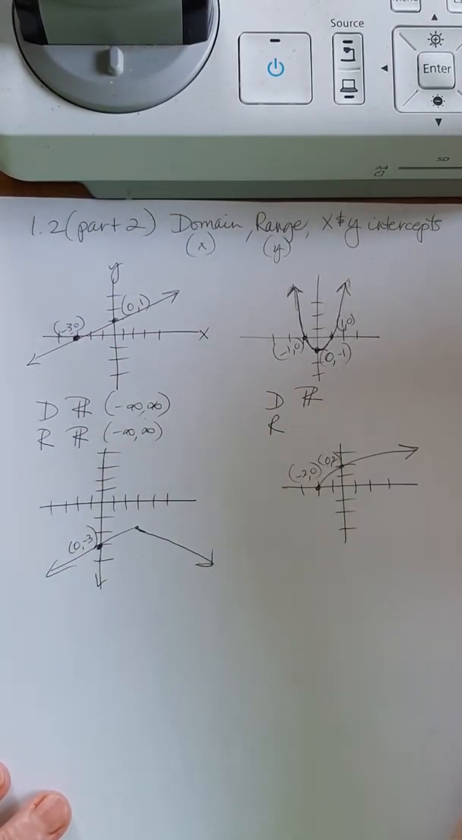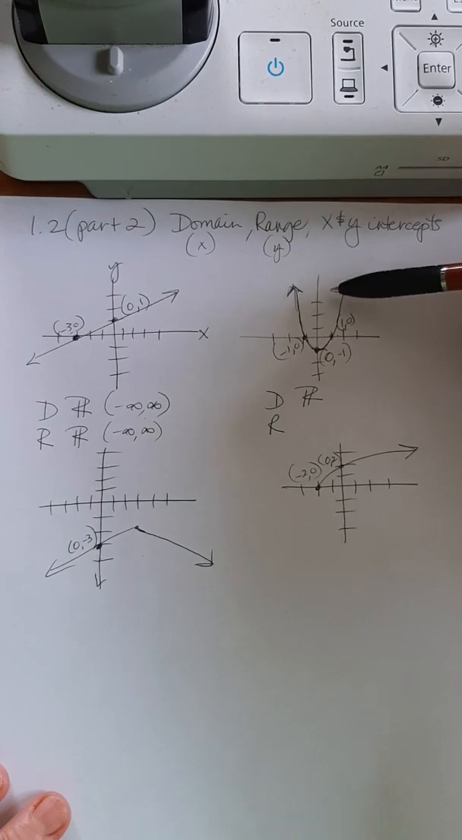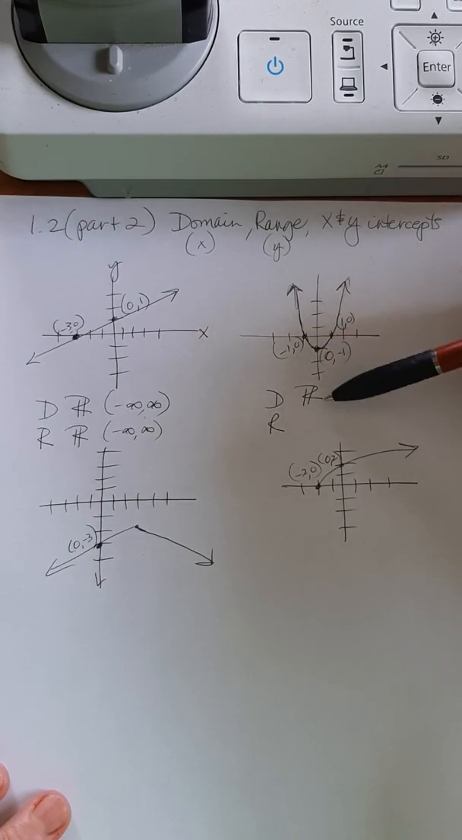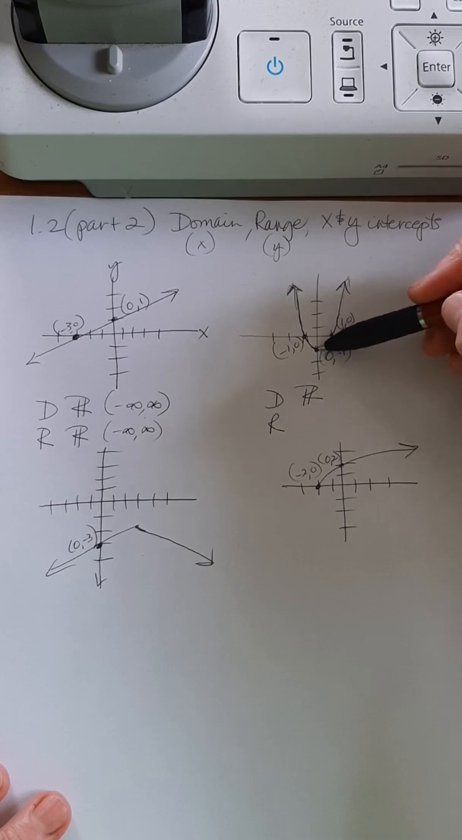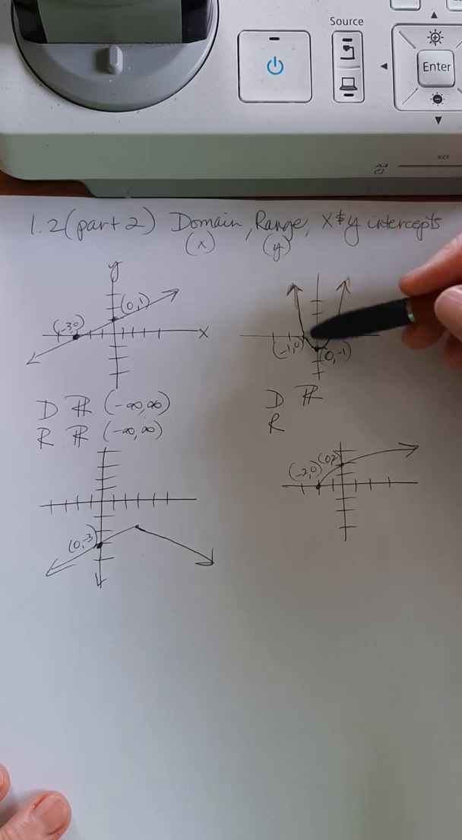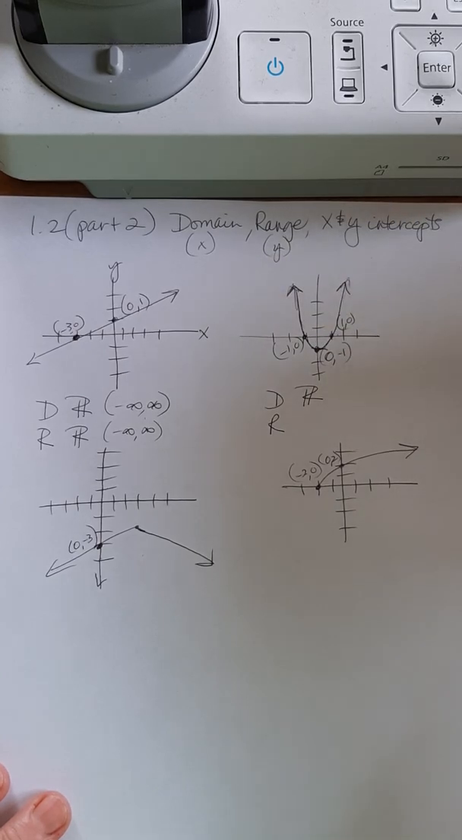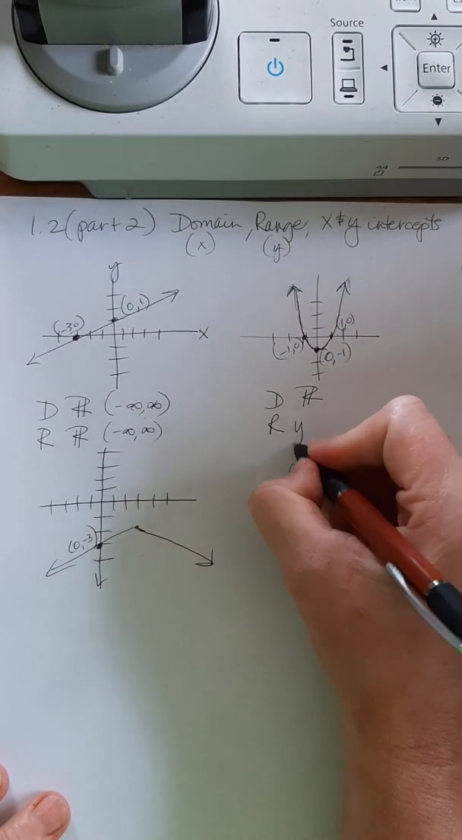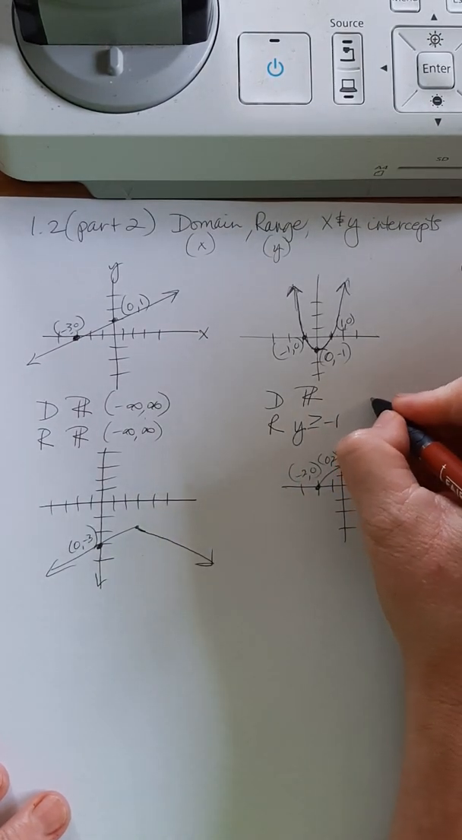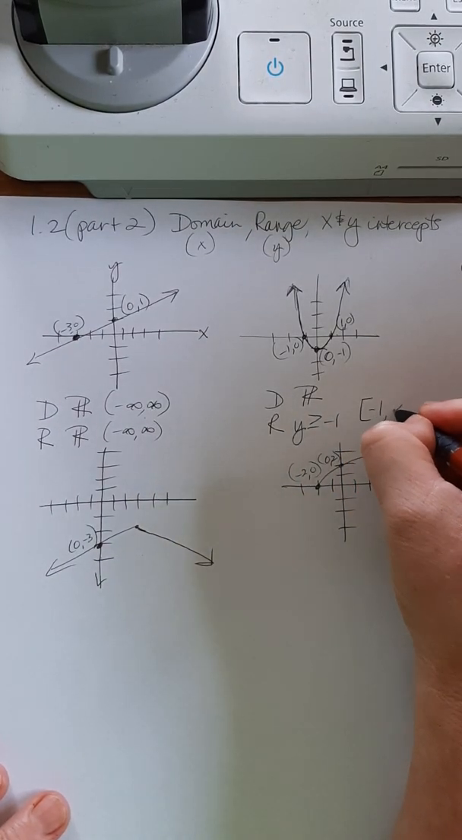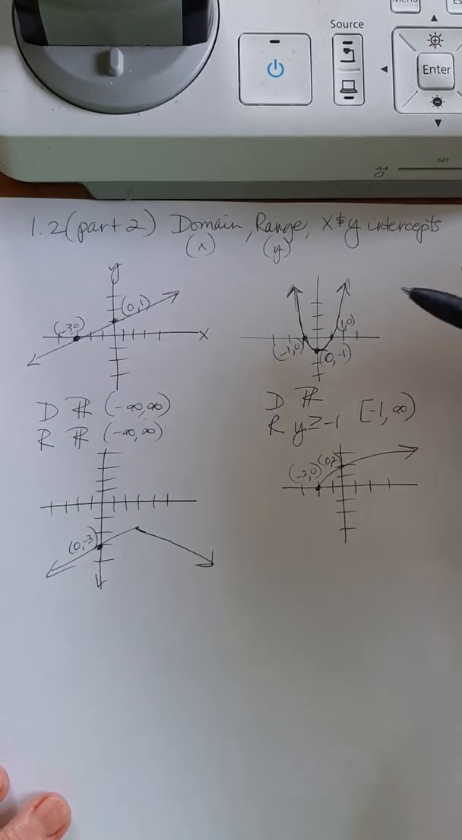Now the range though, notice how on the y-axis there's a part that's not covered. At -1 on the y-axis is where it starts, and then the graph is included in everything above that. So the range is y is greater than or equal to -1, or in interval notation, -1 to infinity.